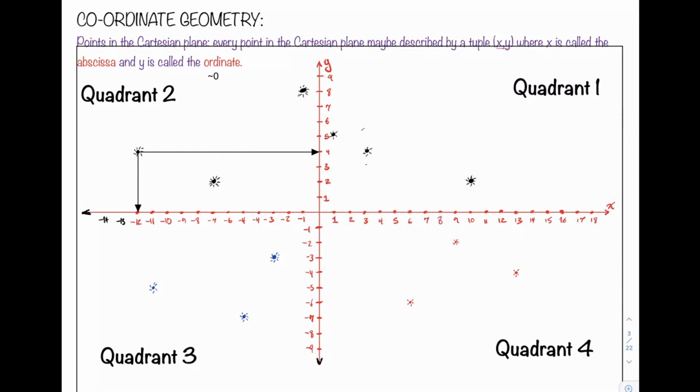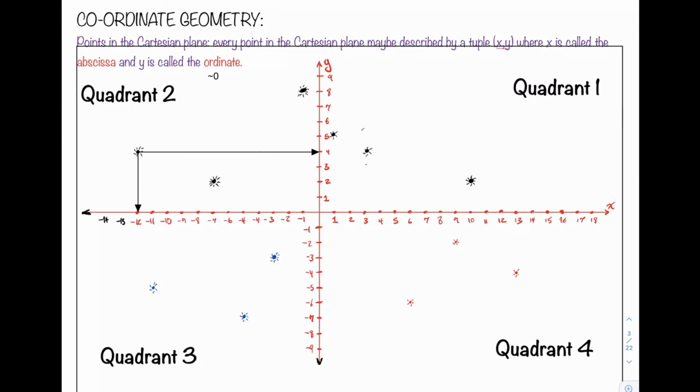So the first thing we want to recognize here is that every point in the Cartesian plane may be described by a tuple, right? And you're wondering, what is a tuple? A tuple is a pair of values. So here we have x and y, x comma y, where x is called the abscissa and y is called the ordinate, okay? So each point in the Cartesian plane may be represented by that.